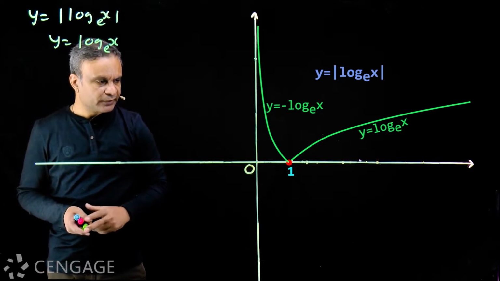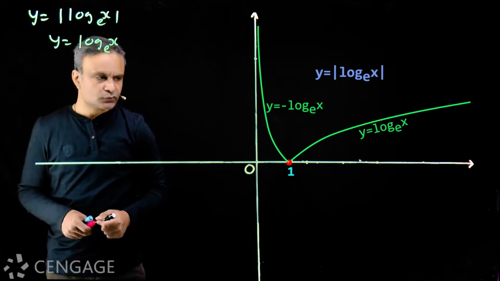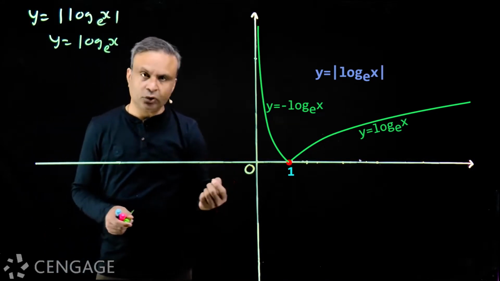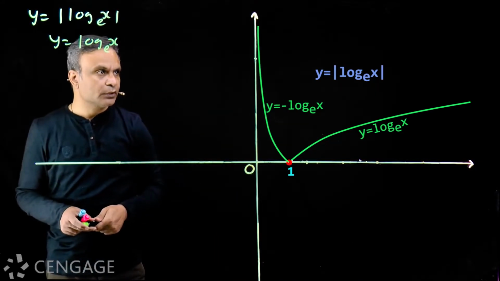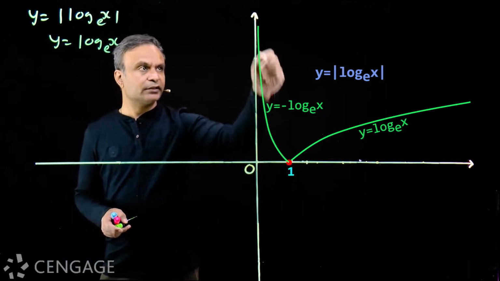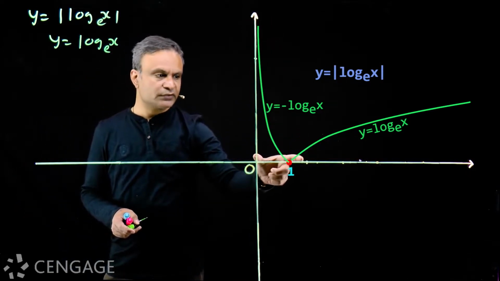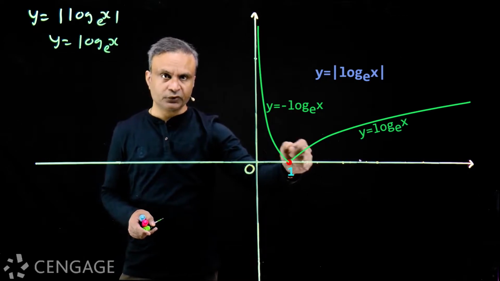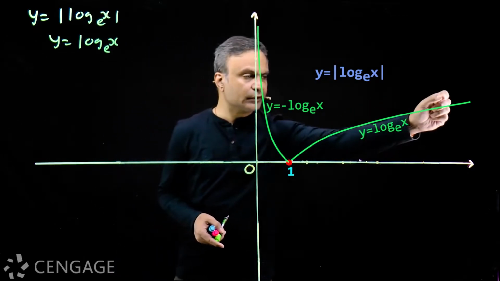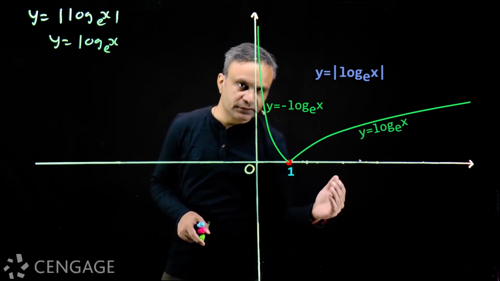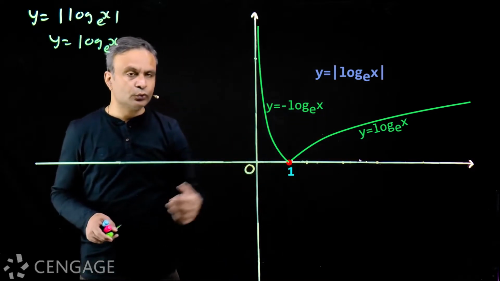Graph has a sharp turn at x is equal to 1. So x is equal to 1 is a point of non-differentiability. Function decreases in the interval 0 to 1. इस interval में function decrease हो रहा है. और इस interval में function increase हो रहा है. Function increases in open interval 1 to infinity.